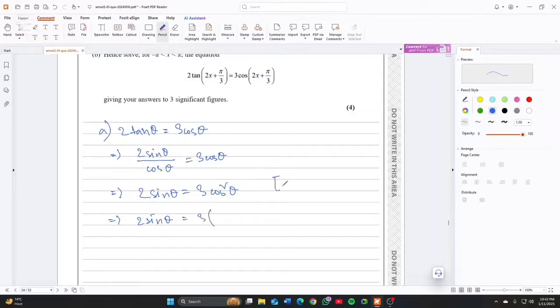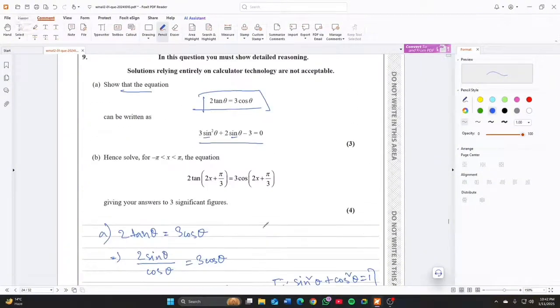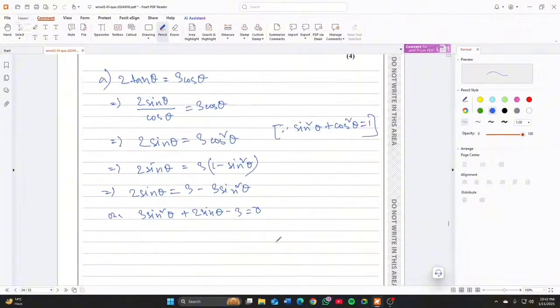We know that sine square theta plus cos square theta equals 1. Therefore cos square theta is 1 minus sine square theta. This is 2 sine theta equals 3 minus 3 sine square theta, or 3 sine square theta plus 2 sine theta minus 3 equals 0. This was what we are supposed to find, and this is shown.